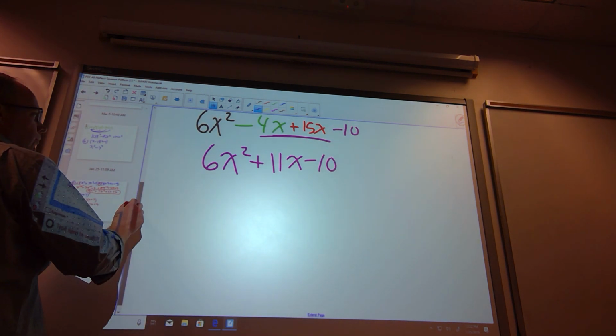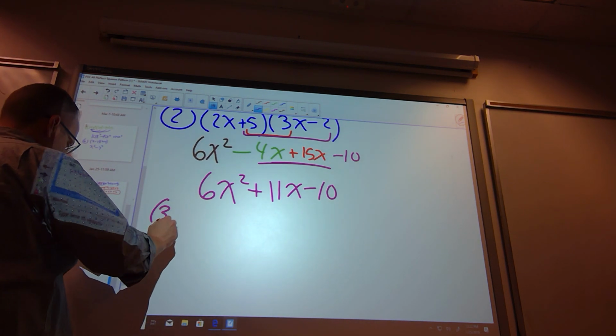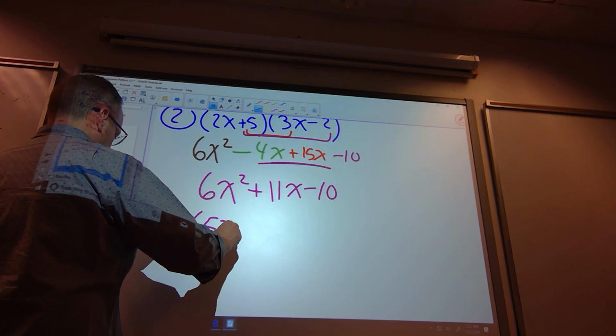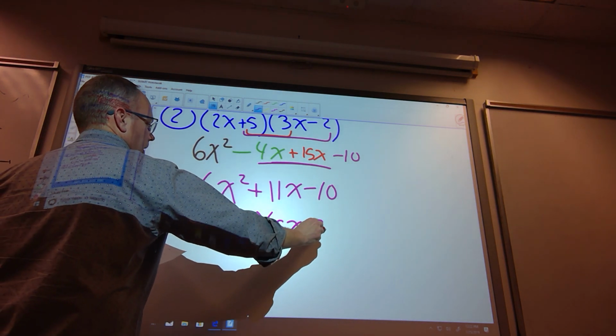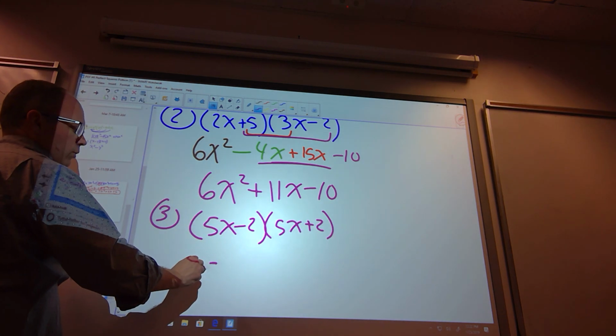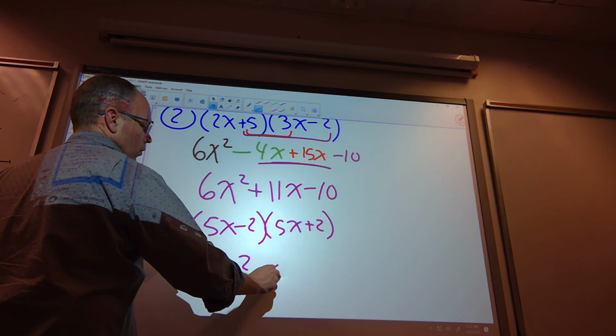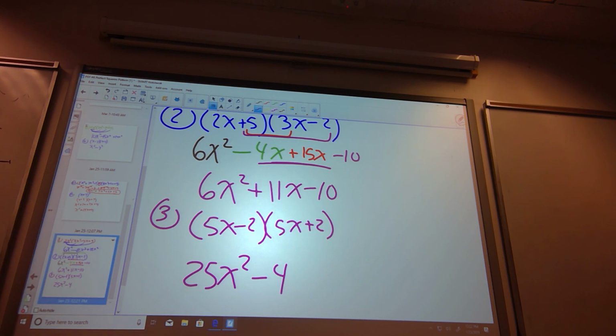Moving down. Number 3. I think everyone got this one right. That's just difference of two squares. 25x squared minus 4. Done. Right? Because the middle terms go away. I have a positive 10x and a minus 10x.